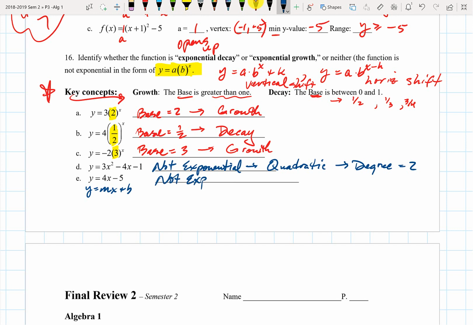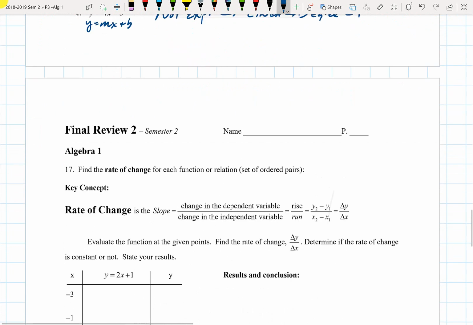So we don't even answer the question up here. We don't say whether it's growth or decay, because you only respond to that if it's exponential, right? So it's not exponential, it's linear. Degree equals 1. First degree, second degree. So again, you're going to have to identify functions. You're going to have to know when it's linear, quadratic, exponential, because guess what? We studied them all this year.